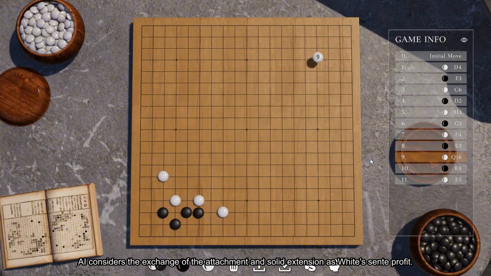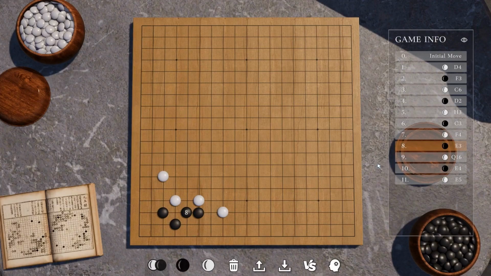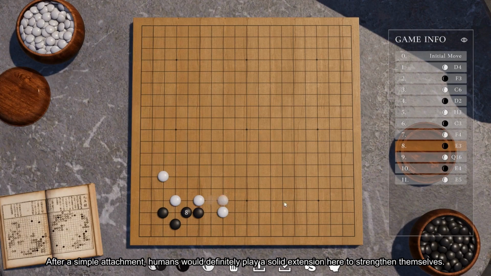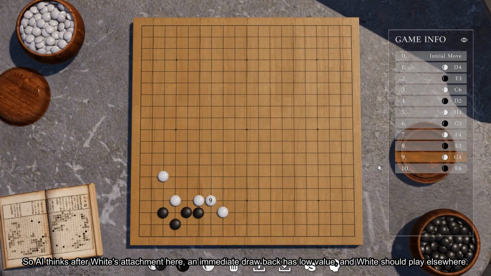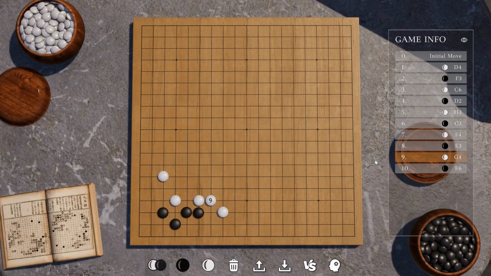AI considers the exchange of the attachment and solid extension as white's center profit. The understanding here is vastly different from that of humans. After a simple attachment, humans would definitely play a solid extension here to strengthen themselves. Later, black has various profitable moves, like an attachment here, a push here, or a pair here. So AI thinks after white's attachment here, an immediate drawback has low value, and white should play elsewhere.